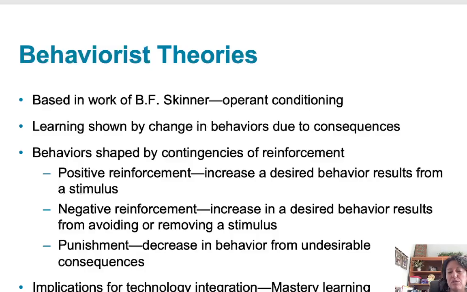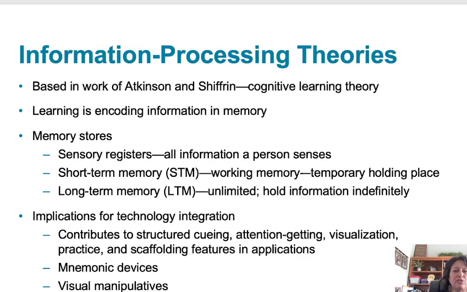So positive reinforcement is going to increase a desired behavior, and it results from a different stimulus. And a negative reinforcement is also going to increase a desired behavior, but this time it results from avoiding or removing a stimulus. And then a punishment is a decrease in behavior from undesirable consequences. So what this means as far as technology is there's a lot of focus on mastery learning, the idea of drill and practice and reinforcing of different principles, and tutorial software programs that are out there for instruction.